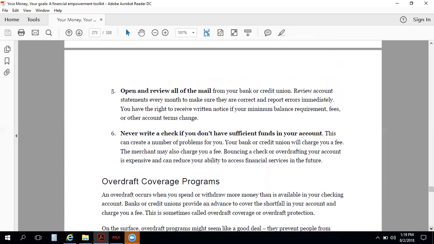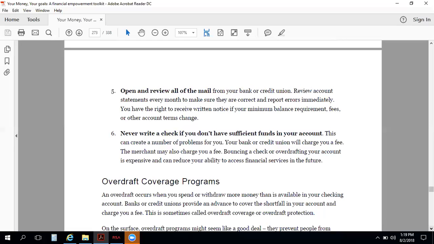Another strategy is to open and review all the mail they get. Every month, if they have a paper statement coming to the house, they're going to get a statement from the bank showing them everything that they have going in there and any fees or anything that the client would have to pay for the month. If there's any mistakes on that, they can address it with the bank immediately.